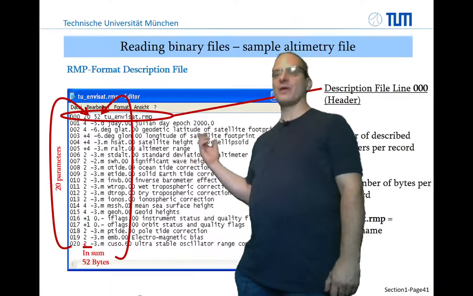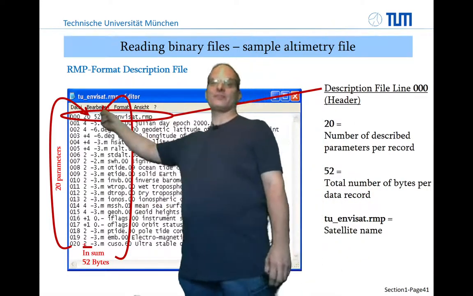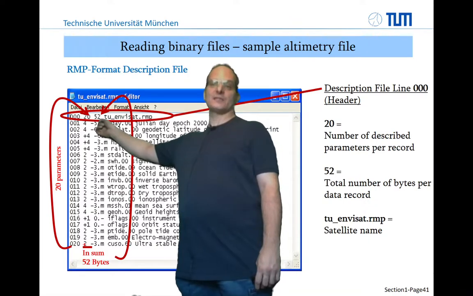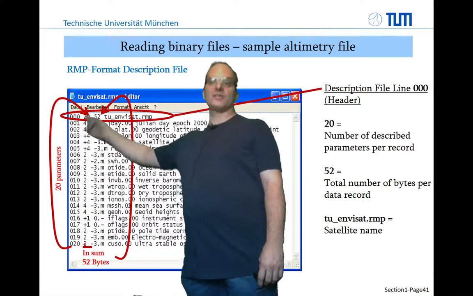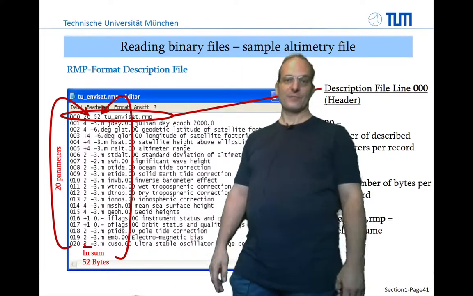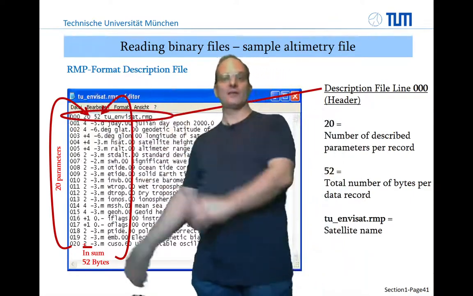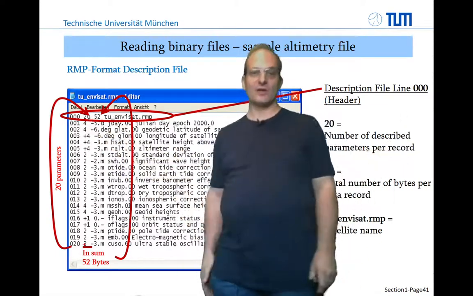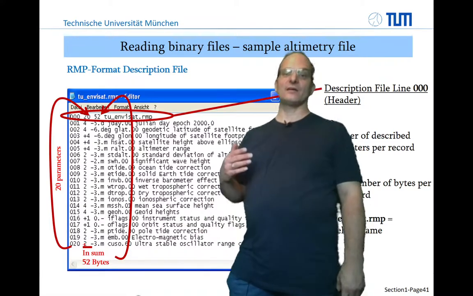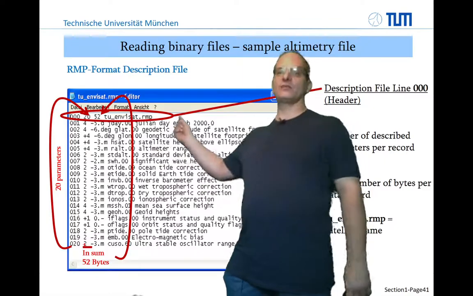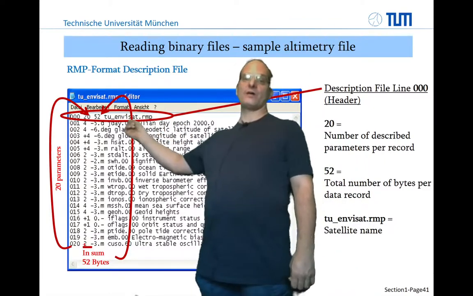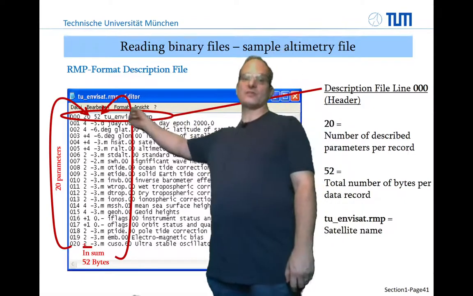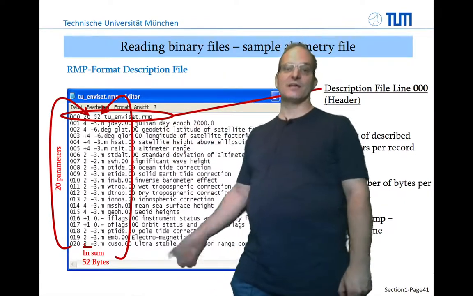And this header gives you information about the information here and also about the satellite. So for example, it tells you that each record consists of 20 elements, as explained, and one record in total has 52 bytes. So after 52 bytes, you can get the next record. So this helps to find a special position in the file. If you have a continuous stream of data and you want to read record number 1000, and you have a fixed length record, then you just have to jump to the position 1000 times 52. And then we also get the information about the satellite. So in this case, it's the Envisat satellite and we want to read this.